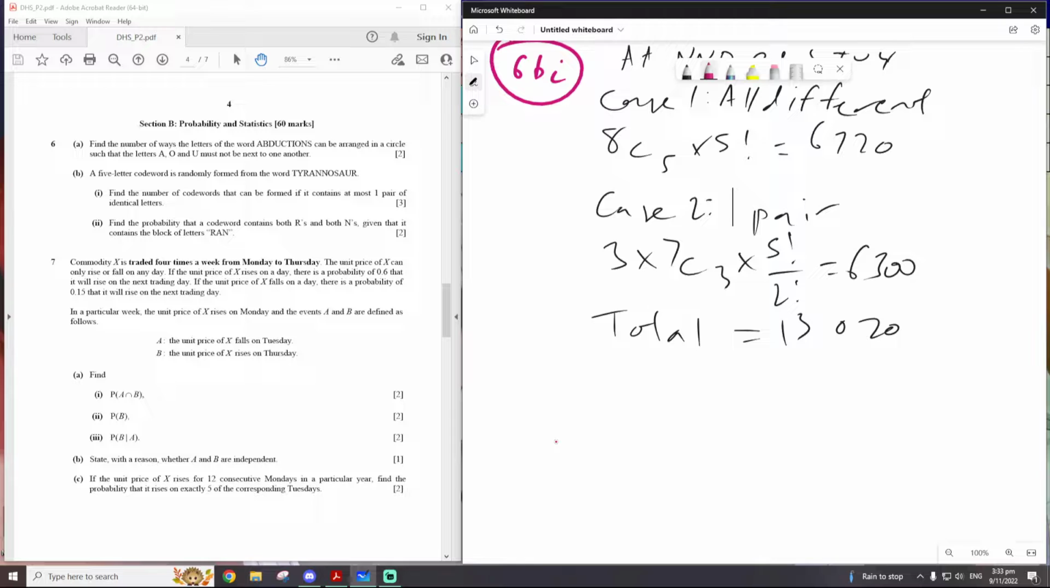Find the probability that the code word contains both R and both N, given that it contains RAN. Okay, so it already contains one R and one N. So if we write down the new sample of letters, you will get A, N, O, R, S, T, U, Y. So we already have 3 letters chosen. So in fact, for the 5-letter code word, we must choose R and N, right? So there's only one way that you can do this.